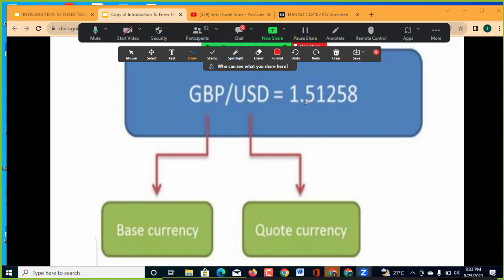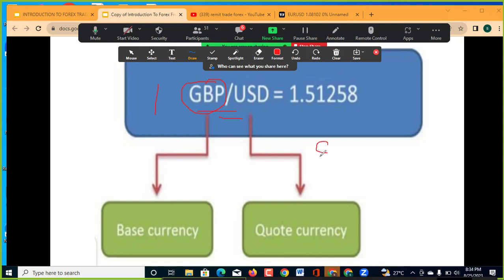In addition to this, what this means is 1 GBP is equal to 1.51258 US dollars. What it means, I want to repeat again, is that you exchange 1 Great Britain pound for 1.51258 US dollars. You can reverse it the other way, that 1.51258 US dollars is exchanged for 1 pound. This is what it means. So the base currency, which is this one, is always in one monetary unit value.